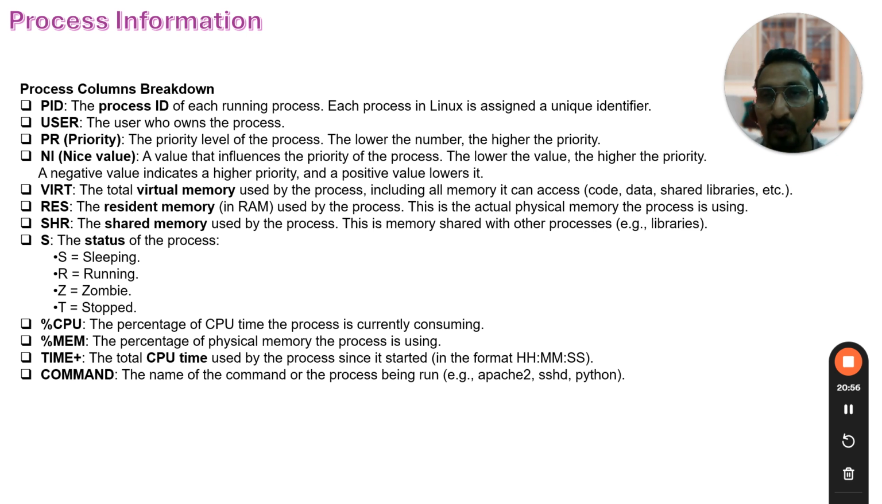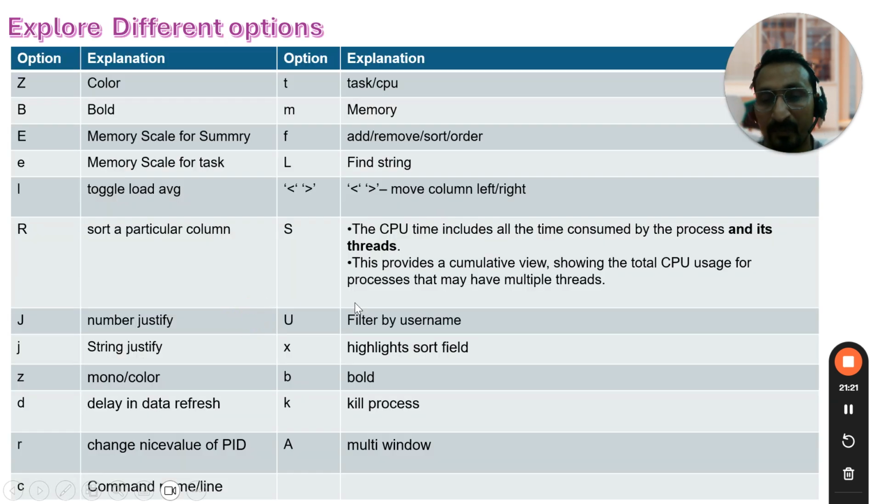Here in the time there are two things. One is accumulated time, and one is summarized time. Accumulated time means that the process may have multiple threads, right? So the time taken by the threads plus this process indicates the accumulated time. Command is what command is executing for that process.